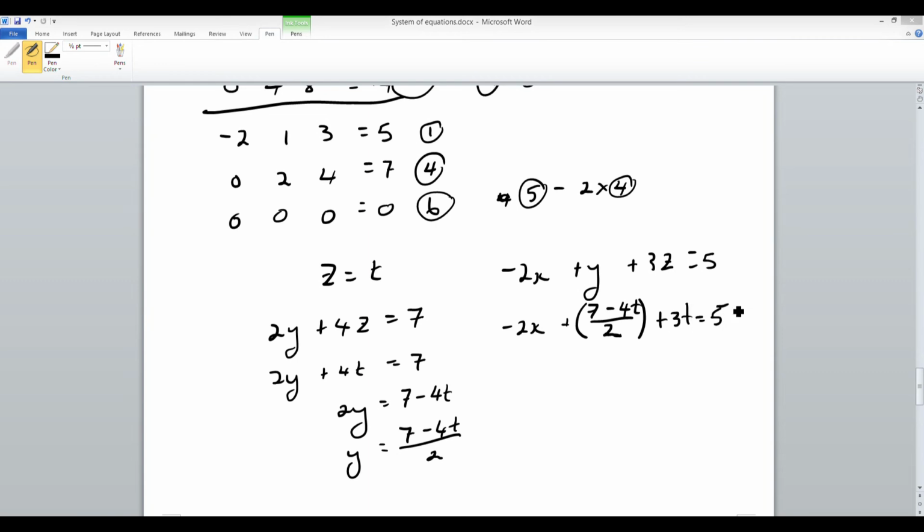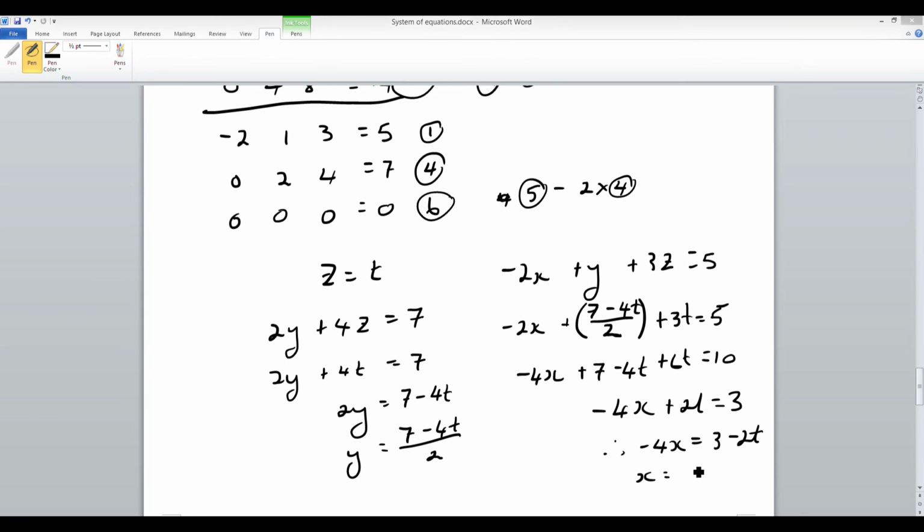If I want to make x the subject here, I can just multiply throughout by 2 to remove the fraction. So it's going to become negative 4x plus 7 minus 4t plus 6t is equal to 10. I'm going to add my t values, and take my constant to the other side. So this is going to become negative 4x plus 2t is equal to 3. I can say negative 4x is equal to 3 minus 2t. Therefore x is equal to (2t minus 3) over 4.